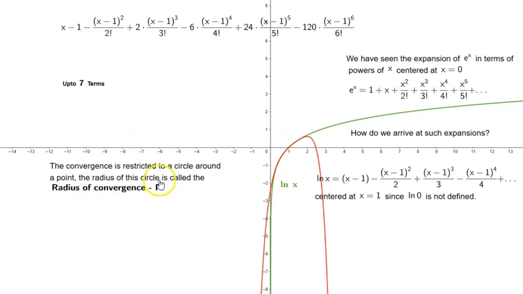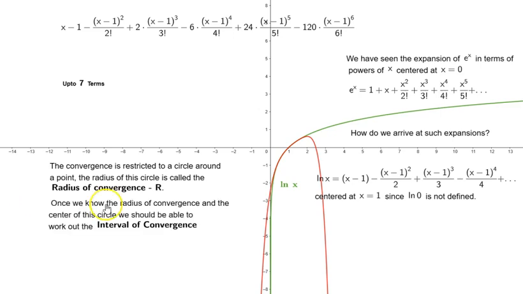So the convergence is restricted to a circle around a point. The radius of this circle is called the radius of convergence. Once we know the radius of convergence and the center of this circle, we should be able to work out the interval of convergence. And the interval of convergence can be minus infinity to infinity, which means it is going to be converging with the function in totality, or it could be restricted. In case of natural log of x, it is restricted, whereas in case of e to the power of x, it was minus infinity to infinity.